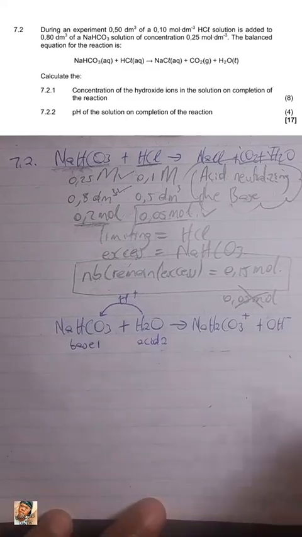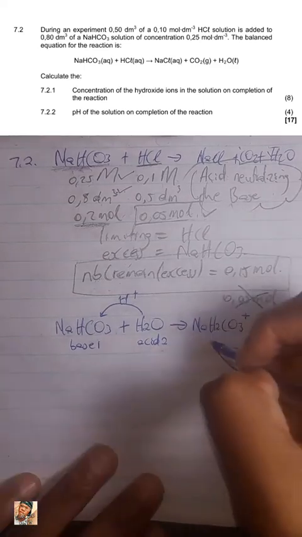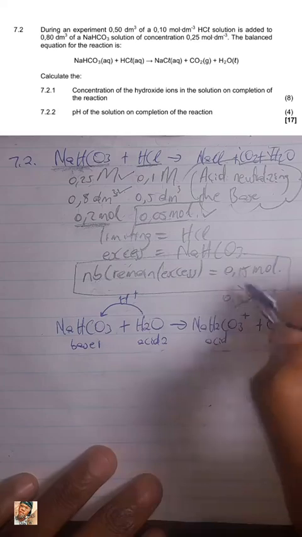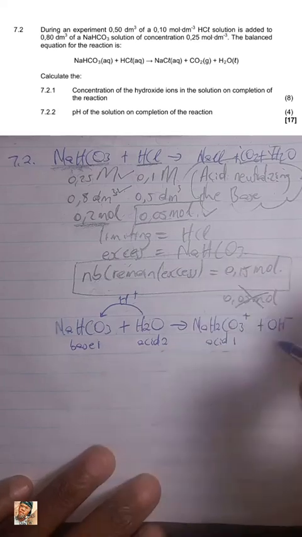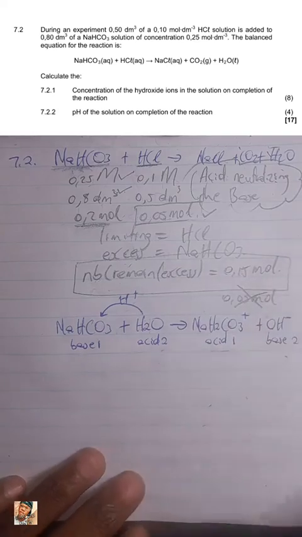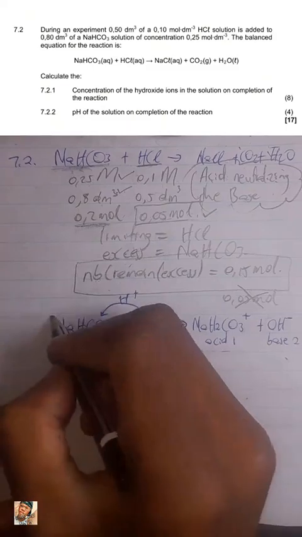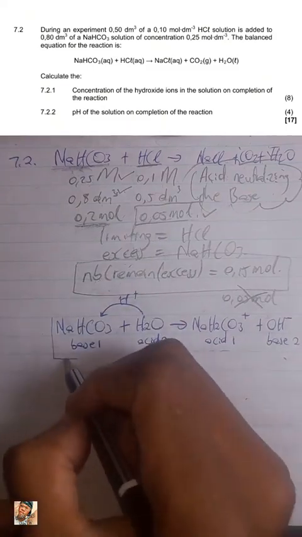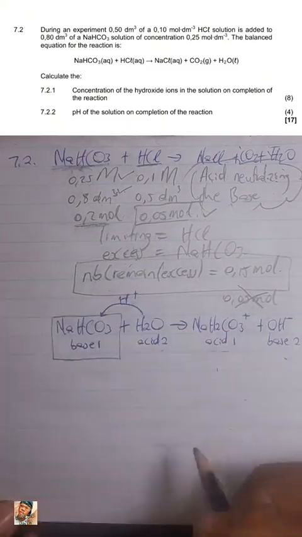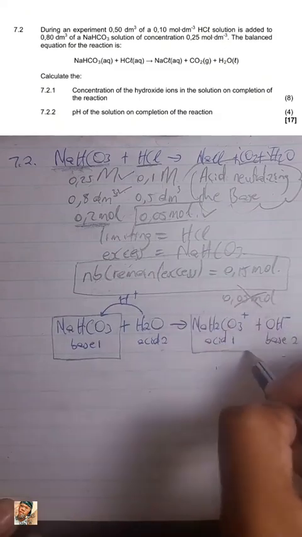Okay, so that is what is going to happen here. We're going to have acid 1 here and base 2. See what has happened here. What has happened is the following. After this, base 1 has accepted a proton, and it is going to give us acid 1 here.